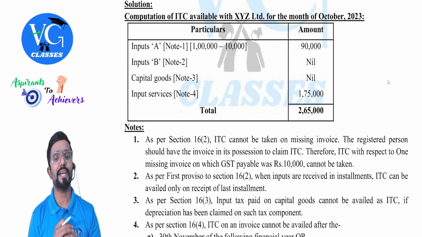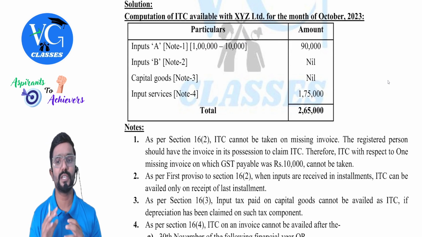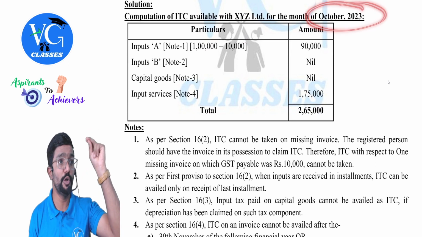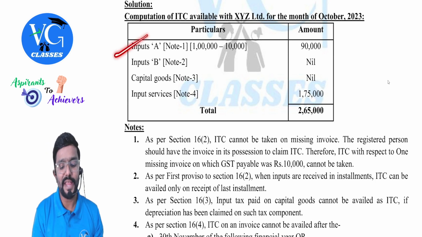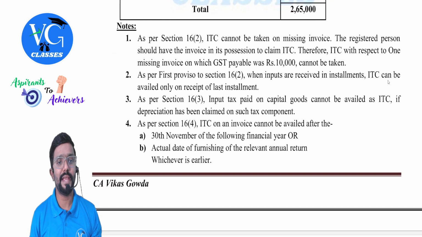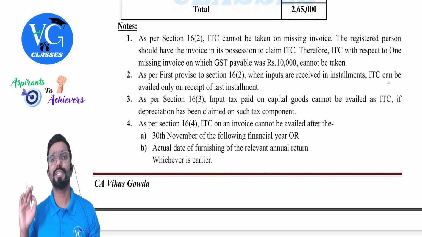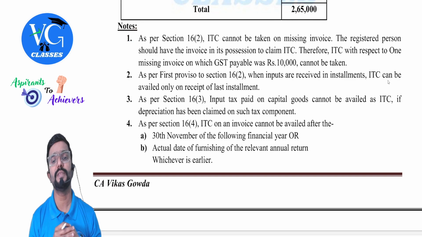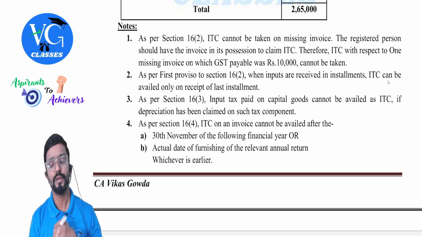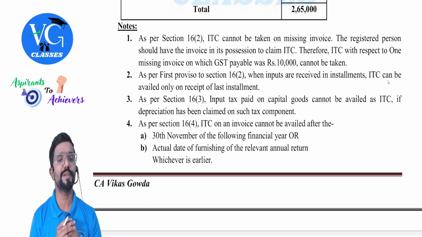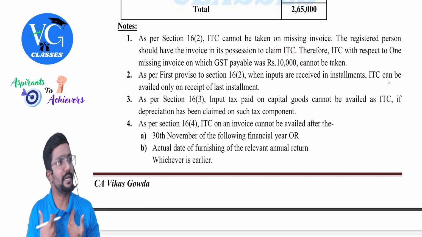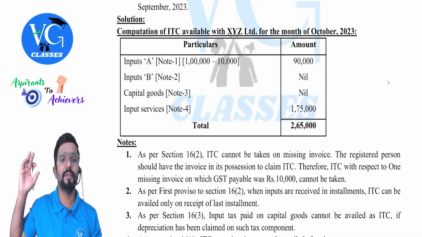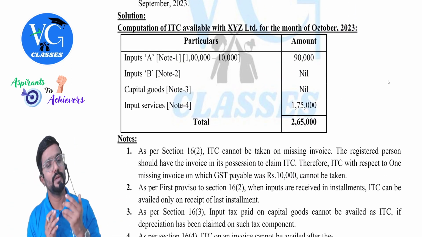Okay. Computation of ITC available with XYZ Limited for the month of October 2023. Guys, please be careful with the period I told you. For which period you are doing the calculation, please be careful with it. First, input A. Only 90,000 I am taking. Why am I taking? See the explanation. As per section 16 subsection 2, ITC cannot be taken on missing invoice. The registered person should have the invoice in its possession to claim ITC. Therefore, ITC with respect to one missing invoice on which GST payable was 10,000 cannot be taken, guys. So remaining, it is understood, invoice is available. So remaining 90,000, can we claim, people? Yes, we can claim.